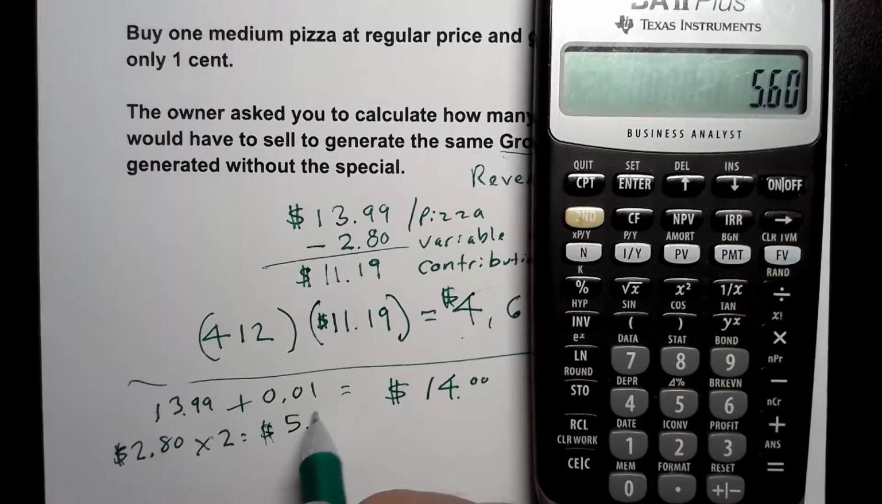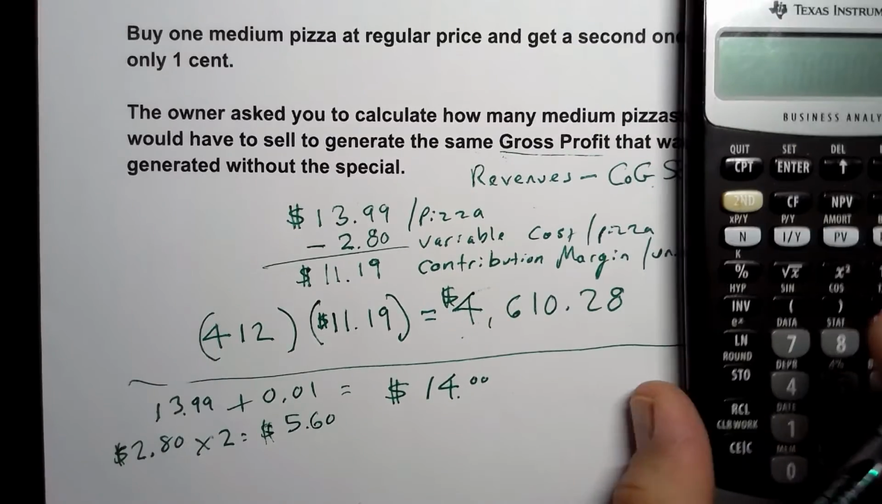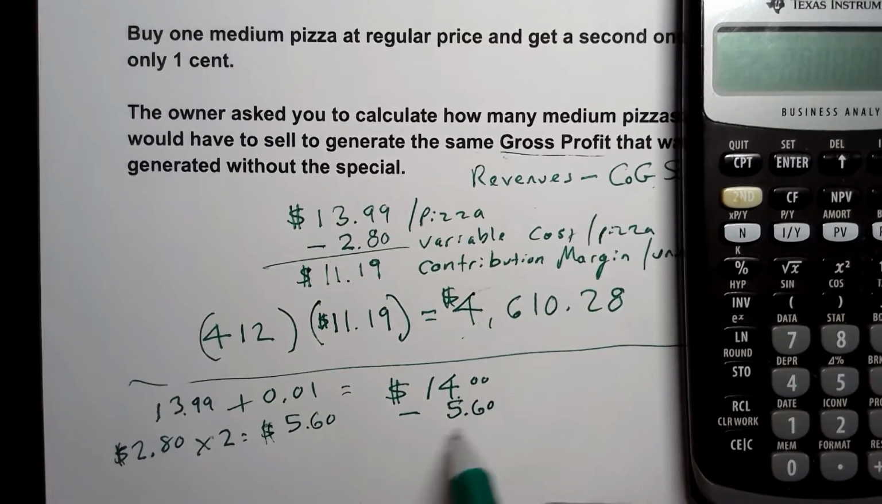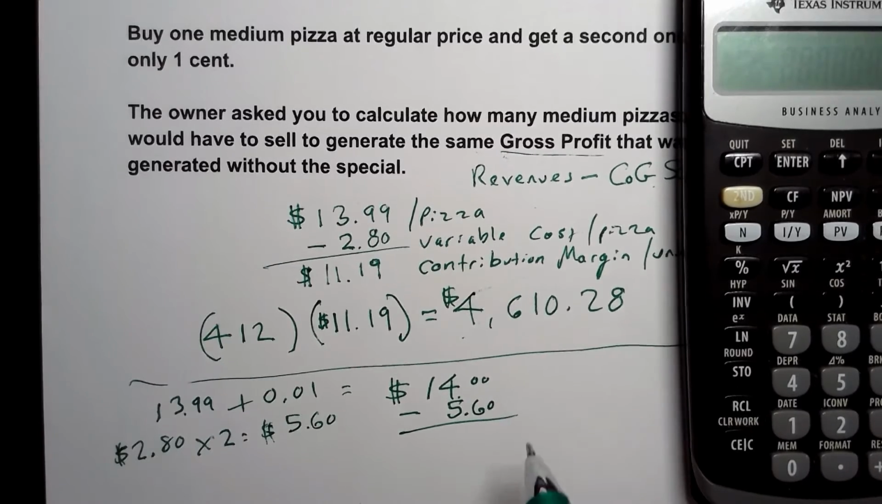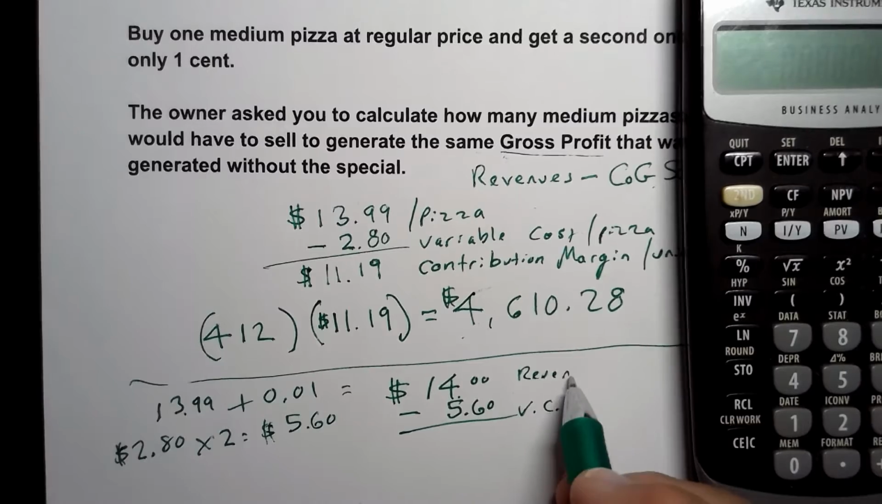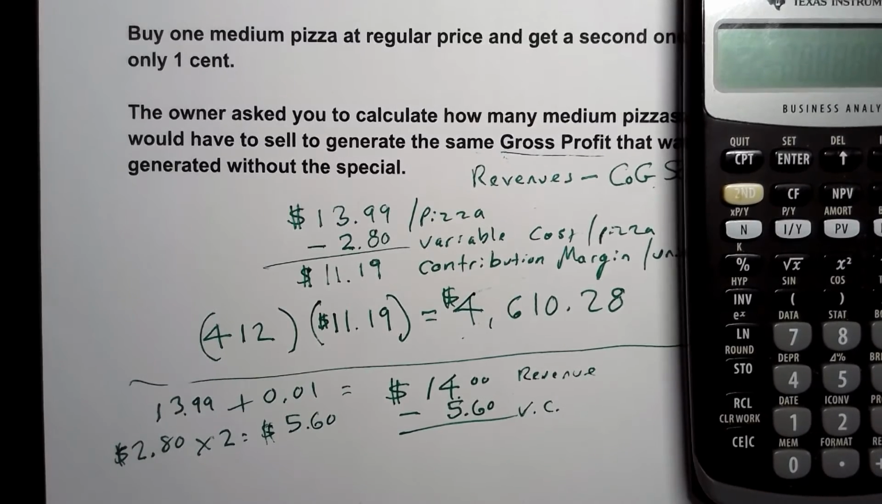That's our new variable cost. So I'm going to subtract that, $5.60. That's our new variable cost. This is our revenue. So this is our special that we're looking into.